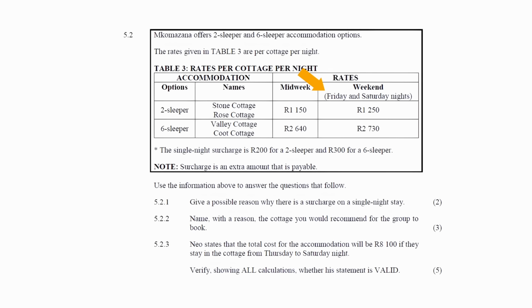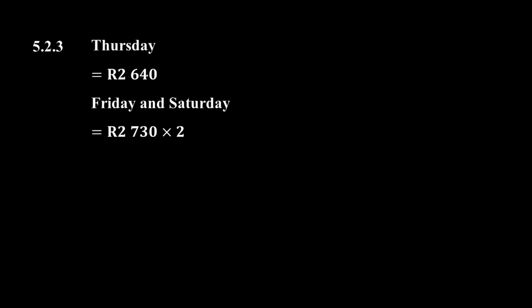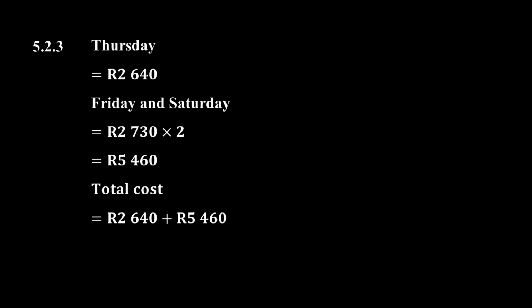Then the cost for Friday and Saturday night will be 2,730 Rand multiplied by 2 nights, and this equals 5,460 Rand. So the total cost for the 3 nights will be 2,640 Rand plus 5,460 Rand, and this equals 8,100 Rand. Since this equals the amount stated by Neo, we have to conclude that his statement is valid.